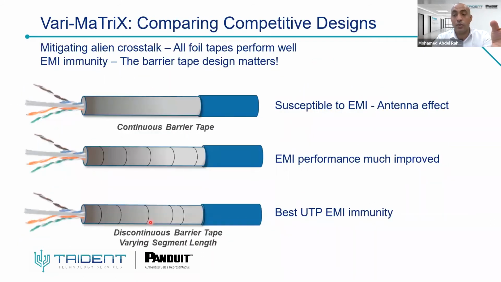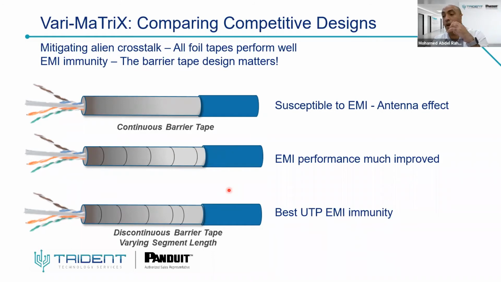But at Bandwidth, as you can see, this is a comparison between the different cables using the solid foil, the Matrix cable, or even the Varimetrics cable. As we mentioned, if you are going with UTP but using solid foil cable, it will have an antenna effect, so the network performance will decrease. But when Bandwidth launched the new Matrix cable with cuts in the foil, or discontinuous foil, the electromagnetic performance was much improved, and this is the best UTP electromagnetic interference immunity.